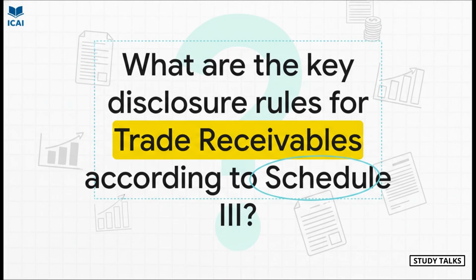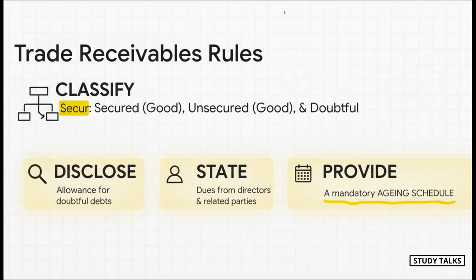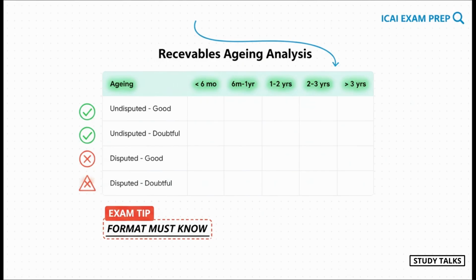And this is a really hot topic that ICAI has been focusing on a lot lately, the disclosure of trade receivables. What exactly does Schedule 3 demand that you show? The rules here are very, very specific, so listen up. First, you have to break down your receivables into 3 categories: secured good, unsecured good, and doubtful. Second, you must separately disclose your allowance for doubtful debts. Third, you have to show any amounts due from directors or related parties separately. And finally, the big one that is now absolutely mandatory, you must provide an aging schedule. And this is the exact format.